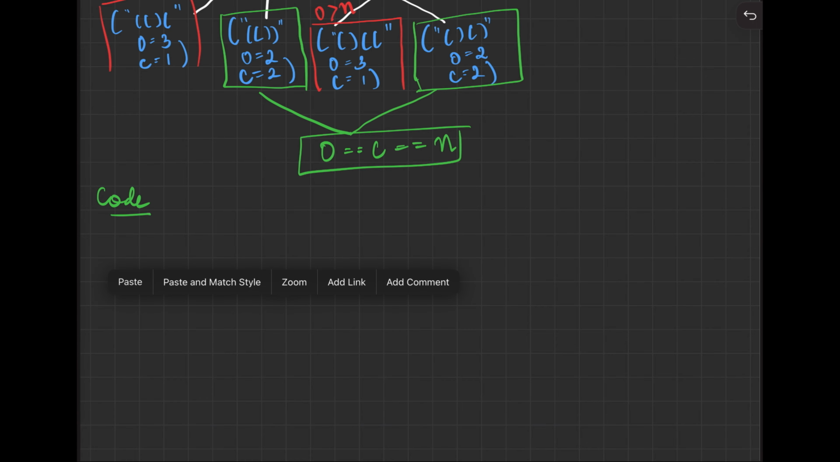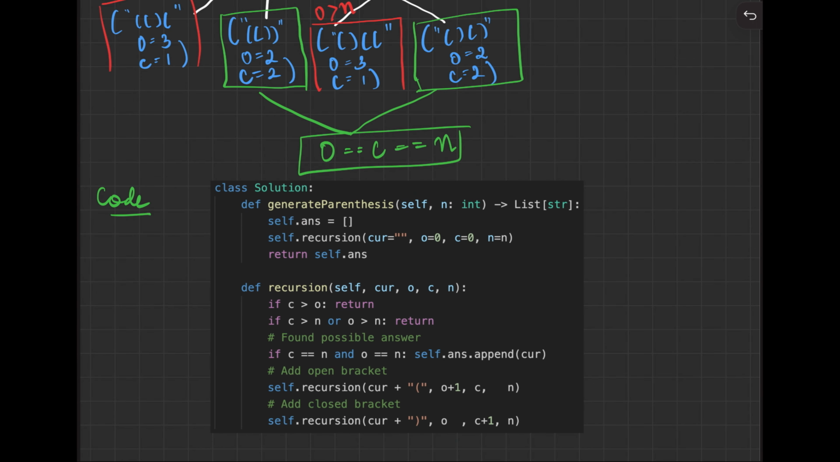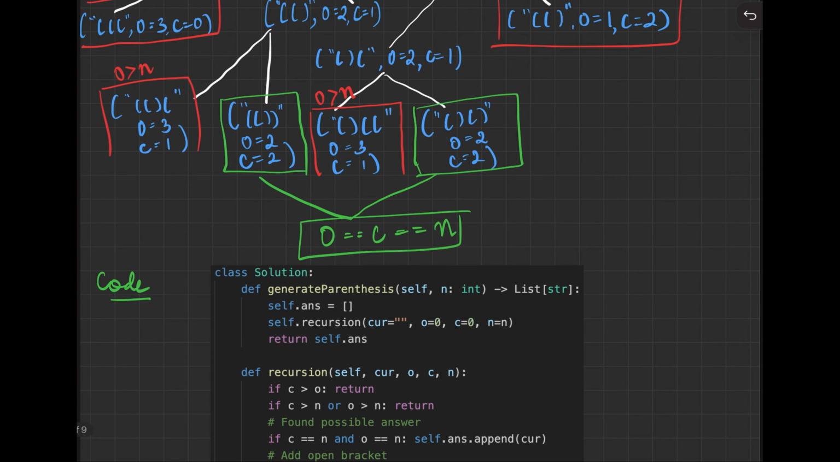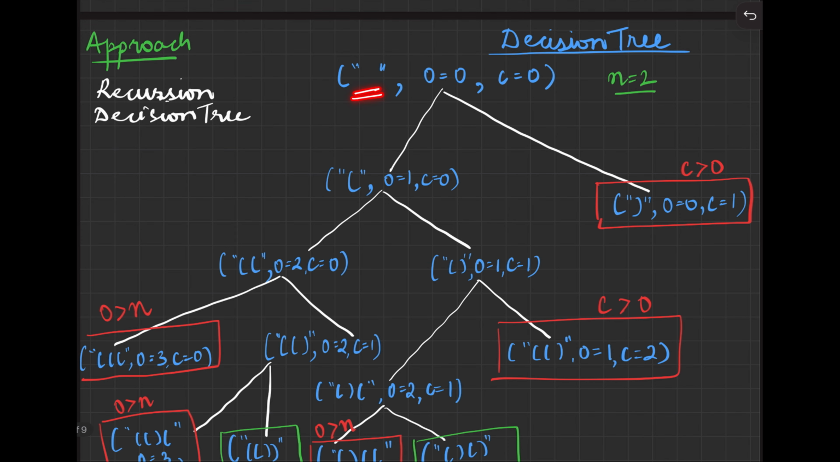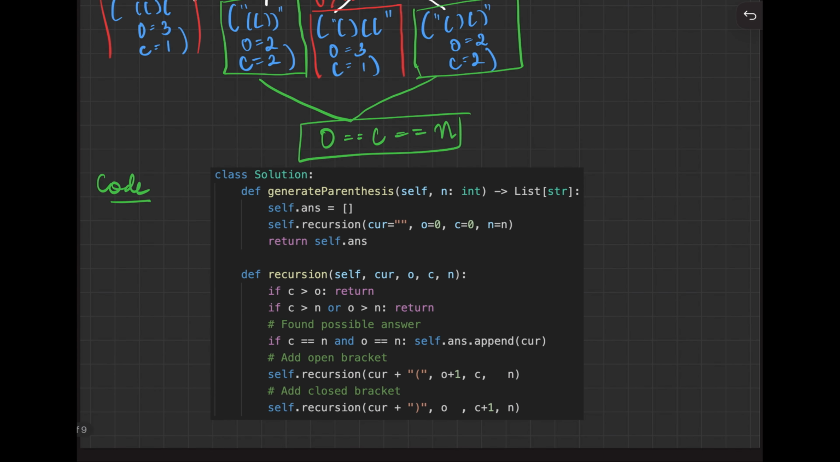So this is what the code will look like. We have our generate parenthesis function, which calls our actual recursion function. Our recursion function has three parameters: current, which is equivalent to this first parameter here, and then open and close, where open counts the number of open braces, close counts the number of closed braces, and n is the total number n that we are given in the question. We give that a call.